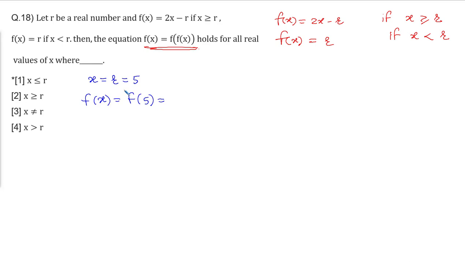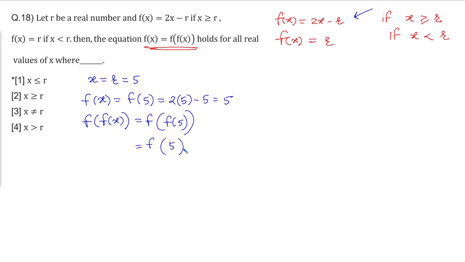So over here, whenever x is equal to r, this condition we are going to use. That is equal to how much? 2 times x minus r, that is equal to 5. And the value of f of x is how much? Over here, that is nothing but f of 5. You can replace f of 5 with 5 because we already calculated that, and f of 5 is equal to 5. So over here you can see that f of x is equal to f of x.